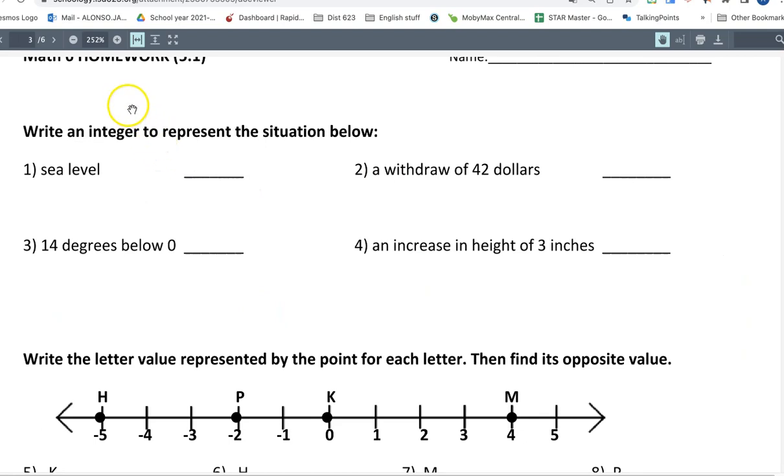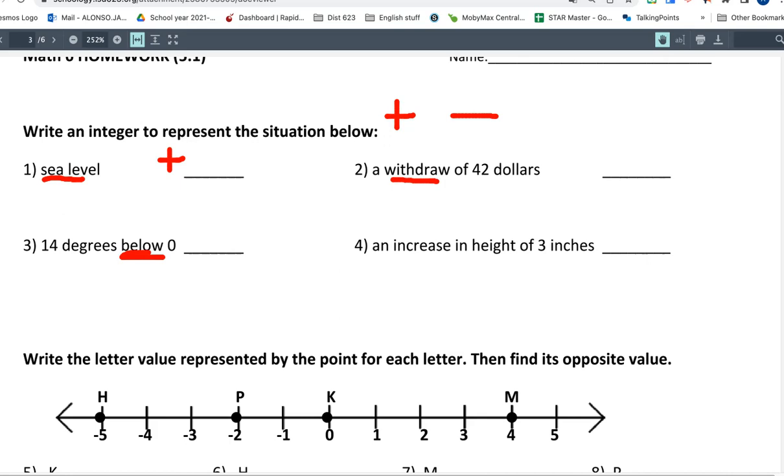This is the next page. Mainly this one is going to be independent work. I'm just going to tell you that on the line you will just need to write the positive sign or the negative sign. So sea level, I would say positive. Fourteen degrees below, does it tell you whether it is going to be positive or negative?